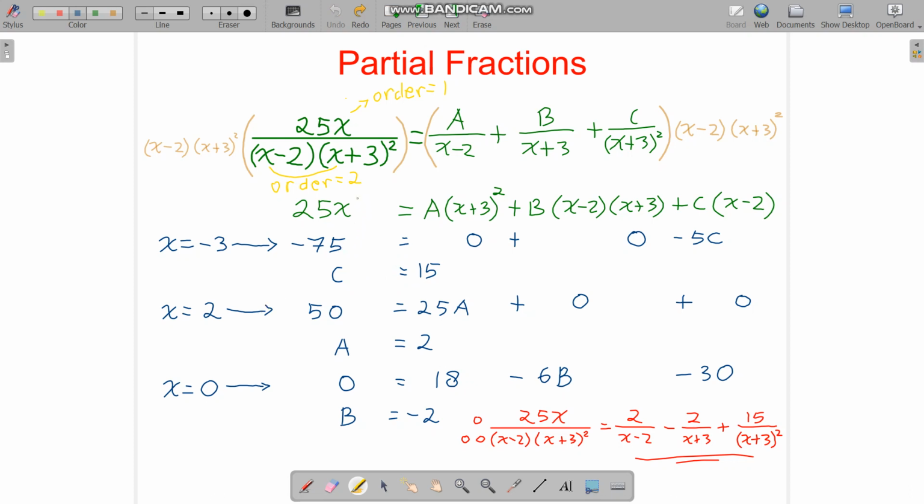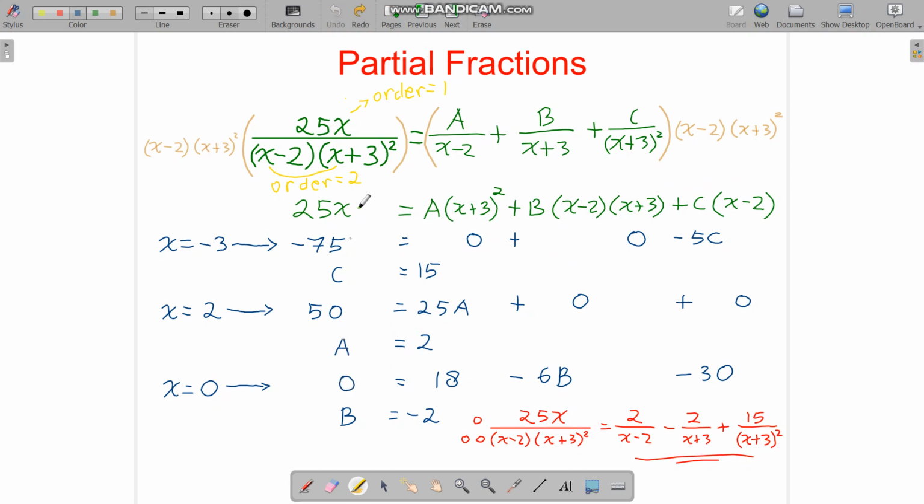And if we plug in 2, we have 25 times 2, 50. Plug in 2, we have 2 plus 3, 5. 5 squared, 25, 25a. Plug in 2, 0. So we have a equals 2. Since we have a and c, to find b, we can plug in any random number. But of course, it's easier to use simple numbers like 0.